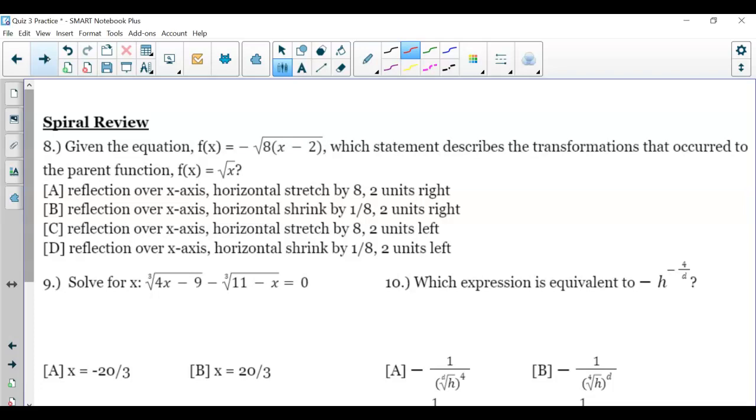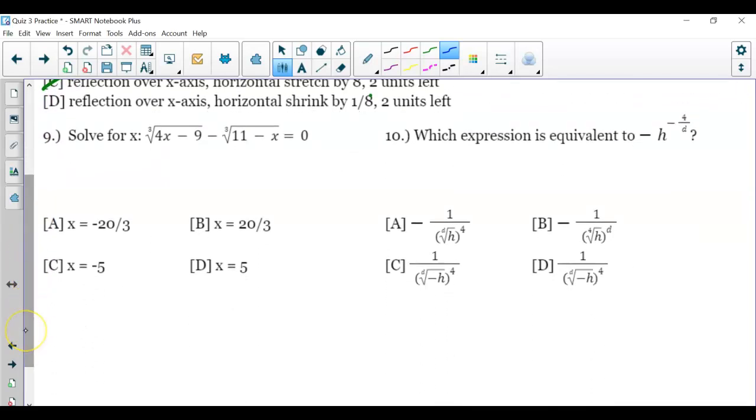So now in our spiral review questions, given this equation, which statement described? Well, we do have the negative on the outside, which is a reflection over the x-axis, so far so good. But remember, anything inside the radical is opposite. So here, this 8 does represent your horizontal, but again, it's not 8. This is a factor of 1/8. So I'm going to mark off A and C. And again, here, this x minus 2 is also on the inside, so this is shifting now to the right 2. Again, opposite, so that's why the answer is B.